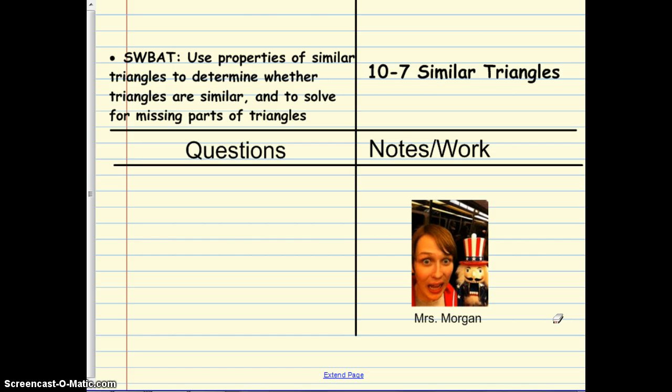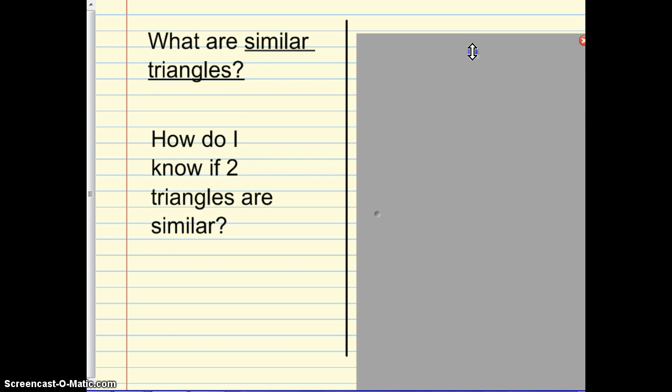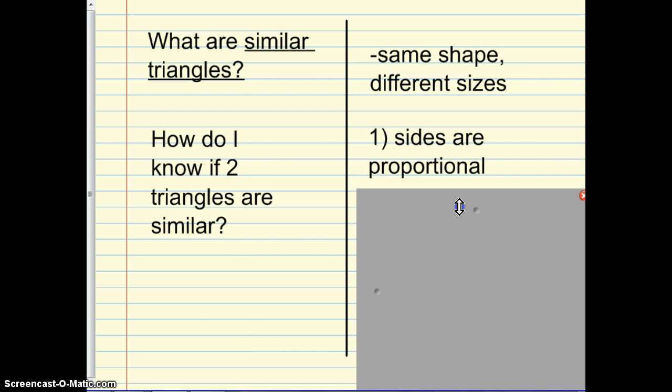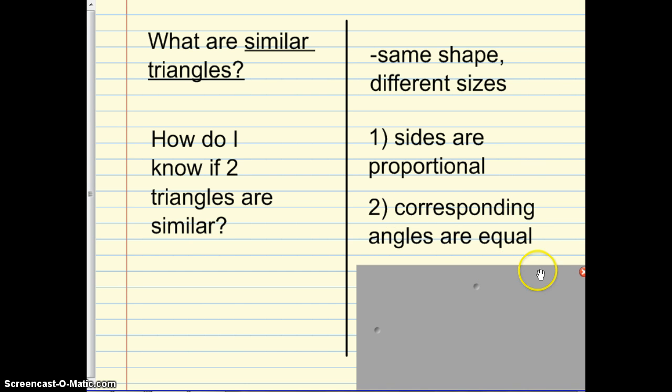In this lesson, you will learn to use properties of similar triangles to determine whether triangles are similar and to solve for missing parts of triangles. What are similar triangles? They are triangles that are the same shape but different sizes. And how do I know if two triangles are similar? Either the sides will be proportional or the corresponding angles will be equal.